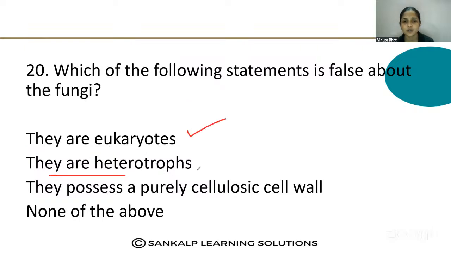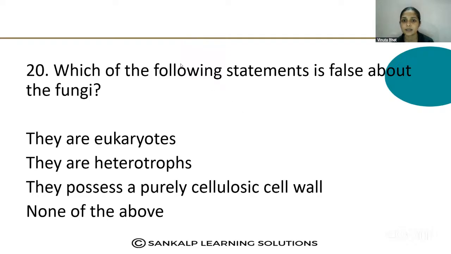They are heterotrophs. Yes, they do not have chlorophyll. They are not able to produce their own food. That is also a correct one. They possess a purely cellulosic cell wall. Purely means the cell wall is made up of only cellulose.